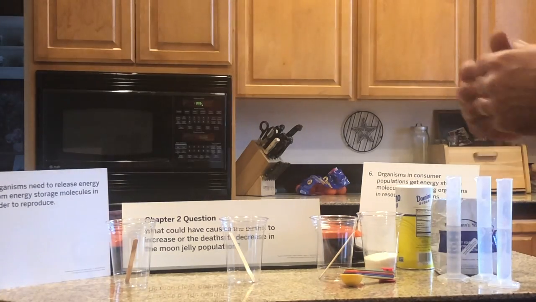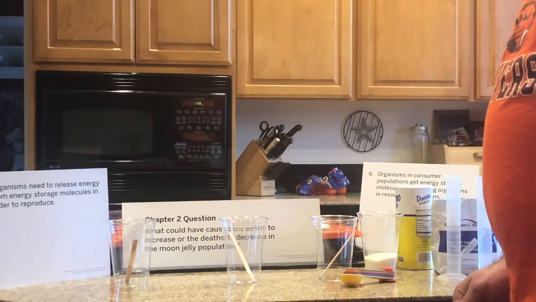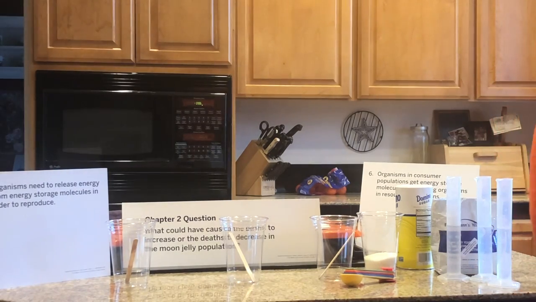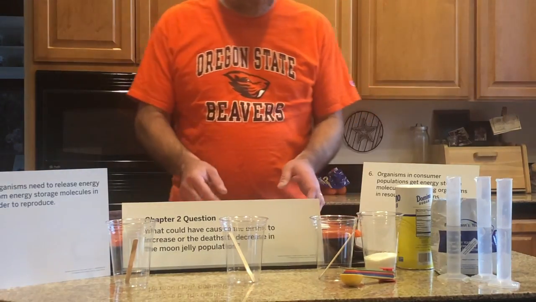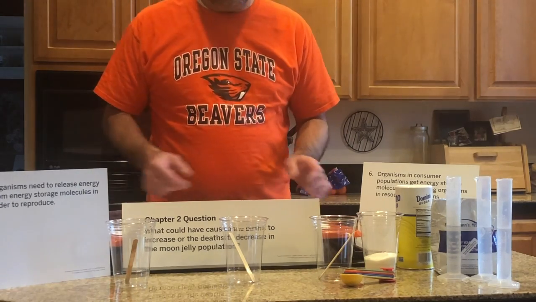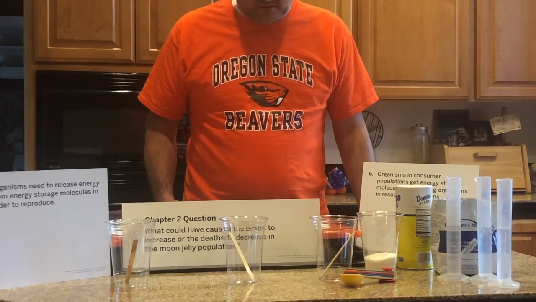One says, our chapter 2 question: what could have caused the births to increase and the deaths to decrease in the moon jelly population? We are talking about organisms needing to release energy from energy storage molecules in order to reproduce. Organisms in consumer populations get energy storage molecules from eating organisms in resource populations. So this may not be smooth, but I'm going to do my absolute best to keep up with Miss Vanderwood and her wonderful lessons.